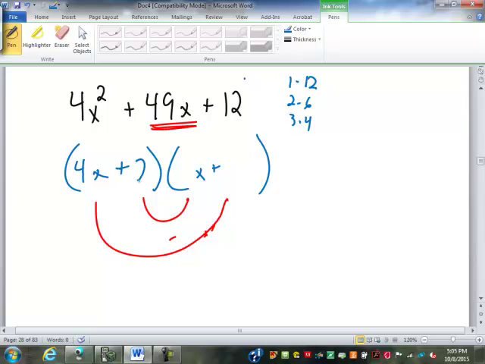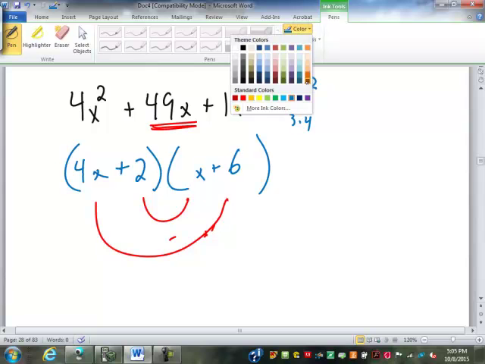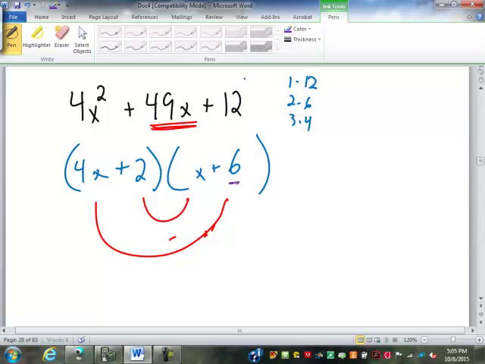Now let's try the 2 and the 6. Why did I put the 6 over here? Because that way it's going to combine with the 4x, and we want a really big number here. So that's going to make the biggest number possible here. 4x times 6 is 24x. 2 times x is 2x. That makes 26x. Still not big enough.